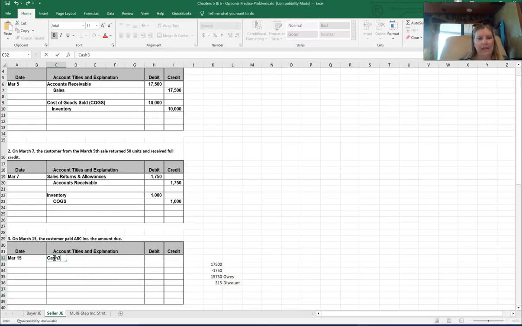So cash is going to be received. Cash is an asset. So in order to increase an asset, you have to debit it. And that's going to be for the $15,750 they owe us minus the $315 discount, right? They owe us $15,750, but we're giving them a discount. So the amount they're actually going to send us is $15,435.